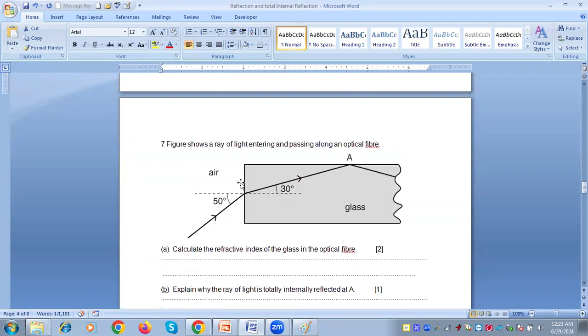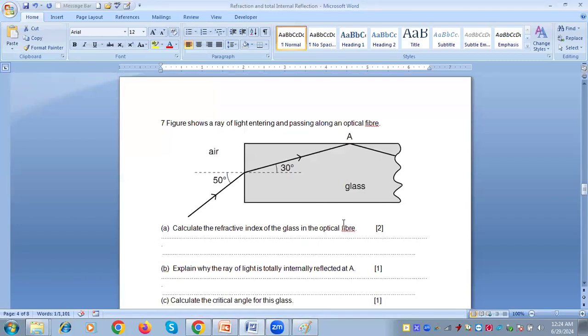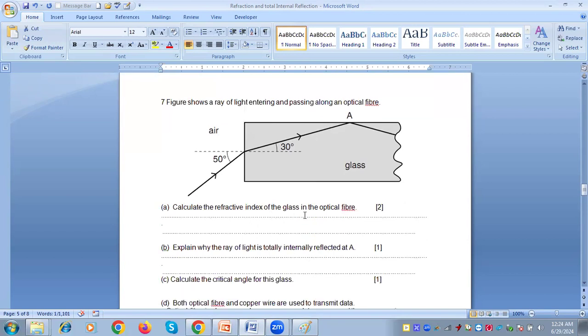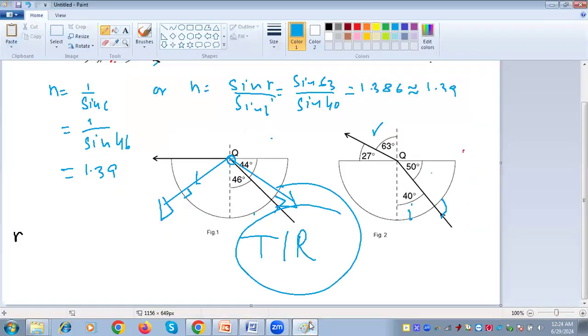This question is again related to optical fiber. Here the ray is entering at 50 degrees and refracting at 30 degrees and undergoing total internal reflection at A. How will you calculate the refractive index of the optical fiber? Sin 50 divided by sin 30. Let us see what comes. 1.53.